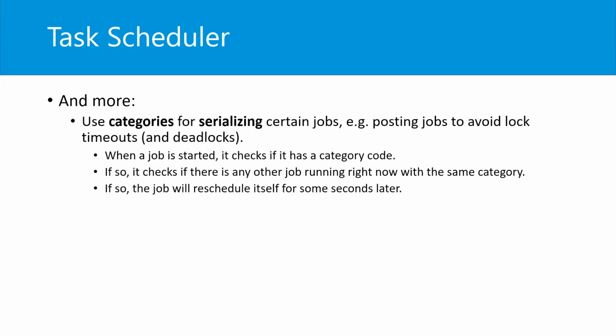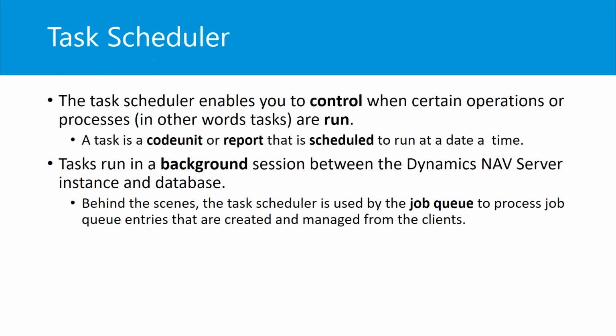There's more. You can use categories if you would like to serialize certain jobs. So if you don't want certain jobs to be run at the same time, for example, posting jobs, to avoid certain locking issues or deadlocks, you can actually see that when a job is started, the system will check if the job has a category code. If so, it checks if there is any other job running with the same category code, and if so, the job will reschedule itself for some seconds later, and that's also built in to the code.